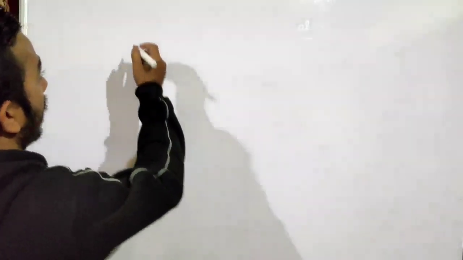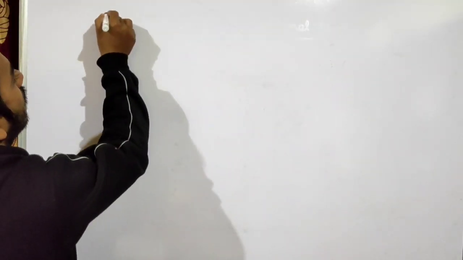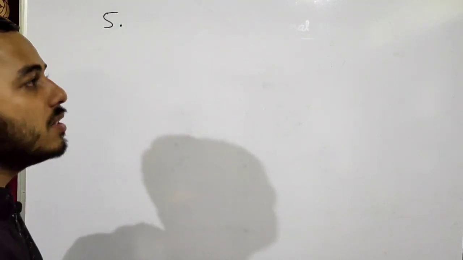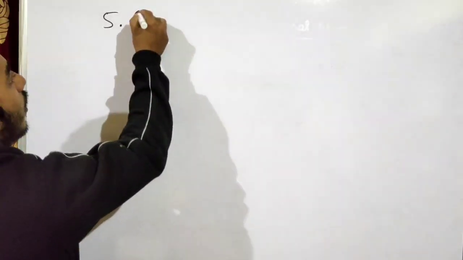So today in this particular video we shall be starting a new chapter, and the name of the chapter is Operations on Rational Numbers. This is chapter number 5 in your textbook. Basically, I hope all of you know what a rational number is. What is a rational number? Can anyone say?